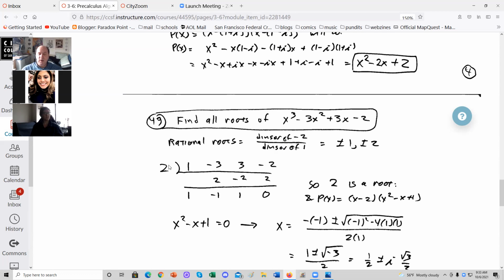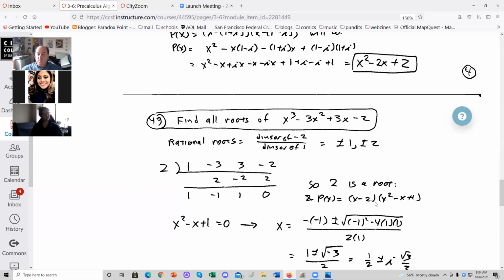Let's start with 2. If you evaluate x cubed minus 3x squared plus 3x minus 2 at 2, we use synthetic division. Every time we go down, we add. Every time we go up and to the right, we multiply by 2. Bring down the 1, there's a 1, times the 2 is a 2, plus a -3 is a -1, times the 2 is a -2, plus the 3 is a 1, times the 2 is a 2, plus a -2 is a 0. Good. So it's a root. P of 2 is 0.